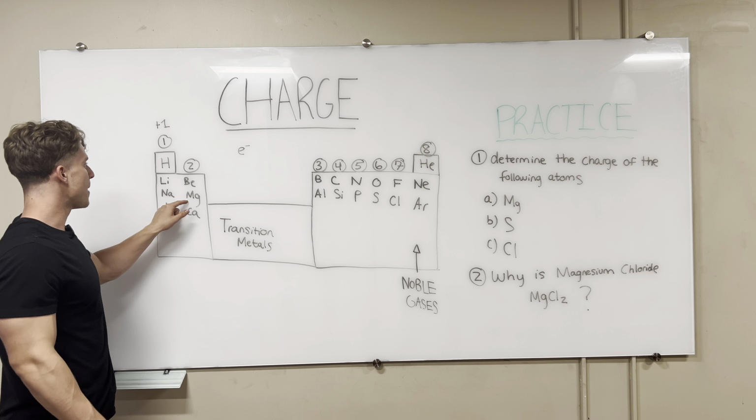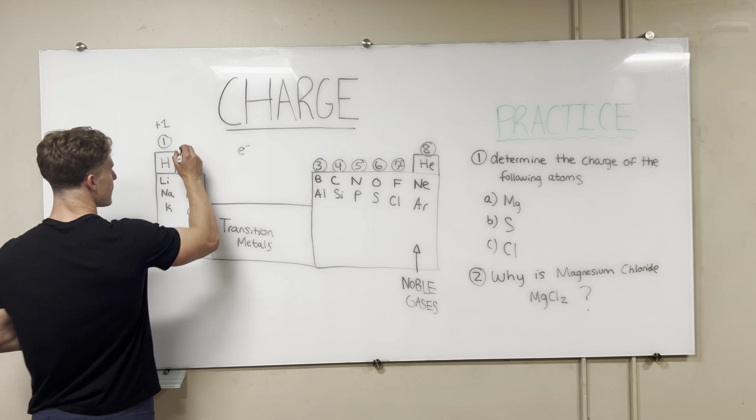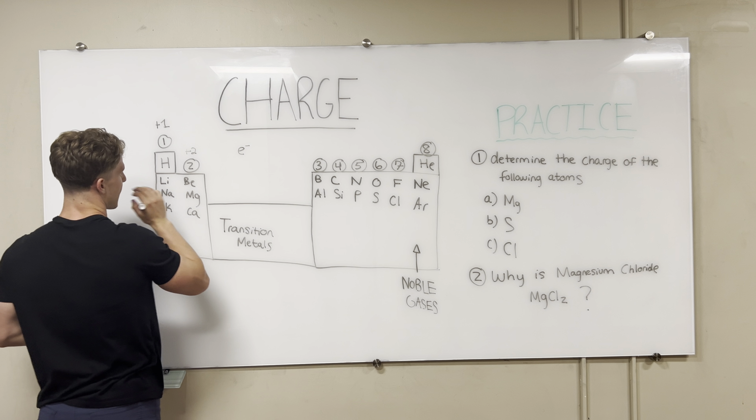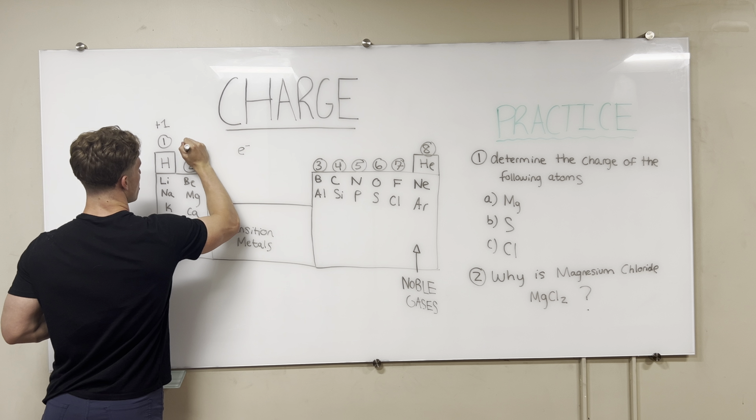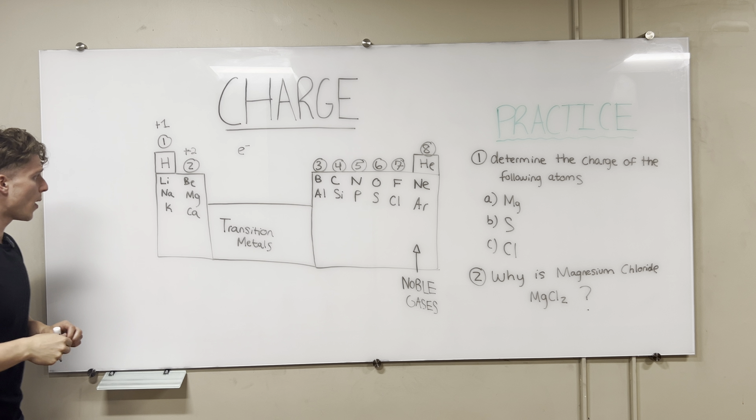So let's look at something like magnesium, right? So magnesium and everything else in the second column is going to have a +2 charge, right? Why does that make sense?